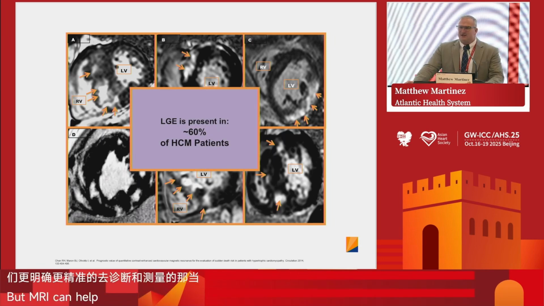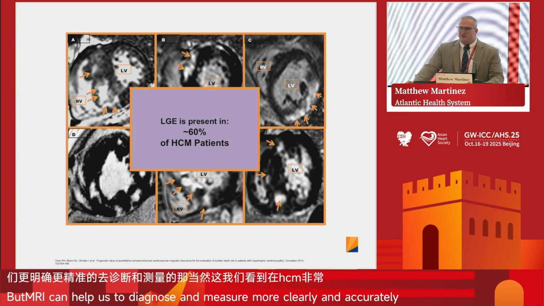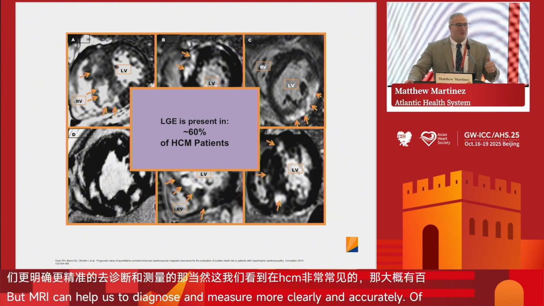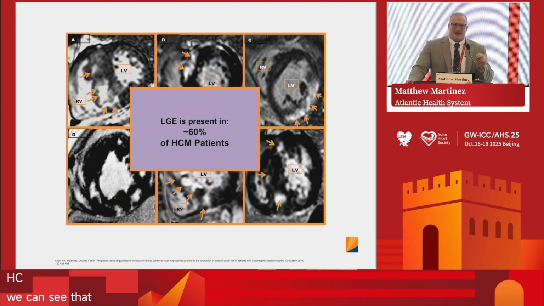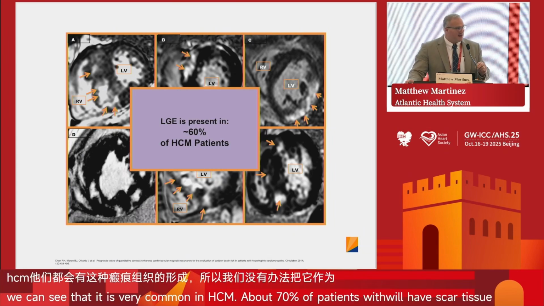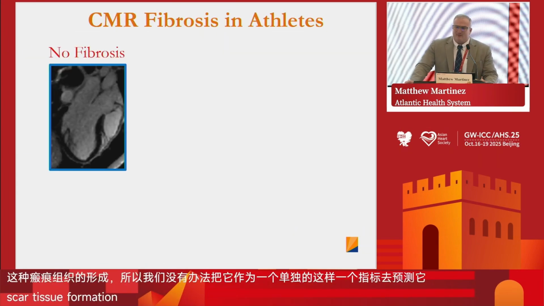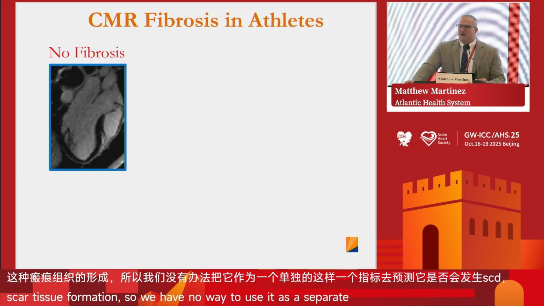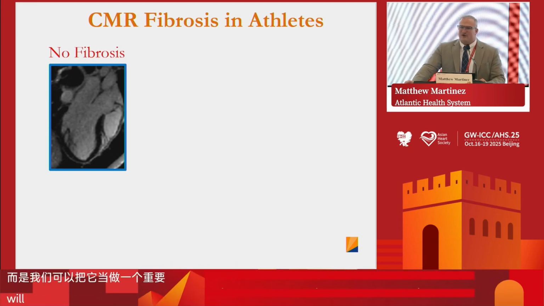Depending on the study, as much as 70% of patients with HCM will have scar, which is why we can't use it as a single parameter for sudden death risk. It's the amount, not the presence, that matters with regards to sudden death risk. But in the athlete, you shouldn't find it. Under the age of 30, scar is very rare.